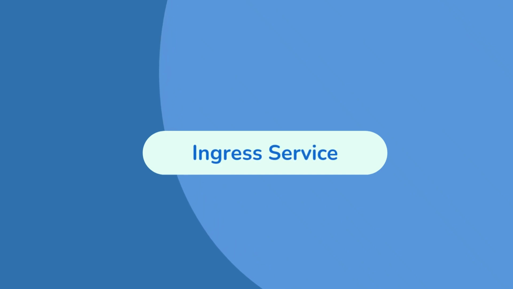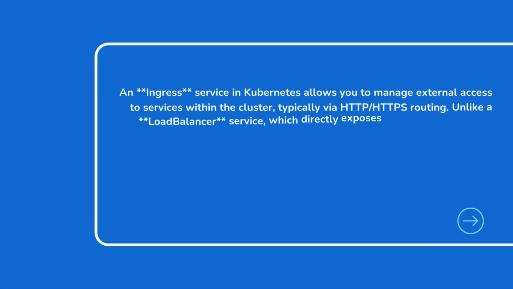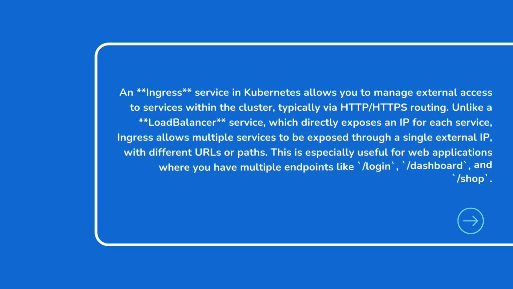Now let's talk about a very common service which is used in Kubernetes, that is the Ingress service. An Ingress service in Kubernetes allows you to manage external access to the services within the cluster, typically via HTTP and HTTPS routing. Unlike a LoadBalancer service, which directly exposes an IP for each service, Ingress allows multiple services to be exposed through a single external IP with different URLs or URL paths. This is especially useful for web applications where you have multiple endpoints like /login, /dashboard, /shopping, /payment, etc.